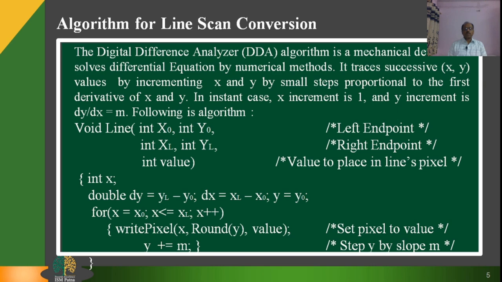On screen you can see a function named line, void line with arguments int x0, int y0, int x1, int y1 and int value. With the execution of this algorithm, we do line scan conversion.